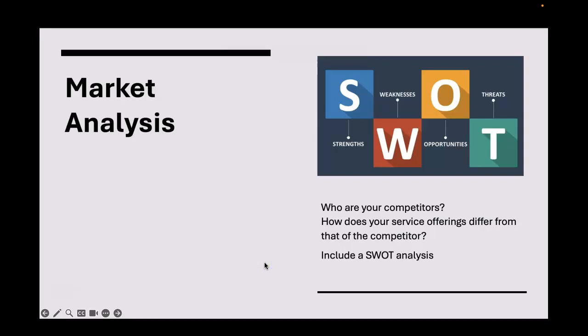Your market analysis should contain a SWOT analysis. That is an environmental scan. Now, what you want to do, you want to make sure that you're explaining who your competitors are. How does your service differ from the competitor? And make sure that in your SWOT analysis you are looking at strengths and weaknesses, both of which are internal things that the organization can control.